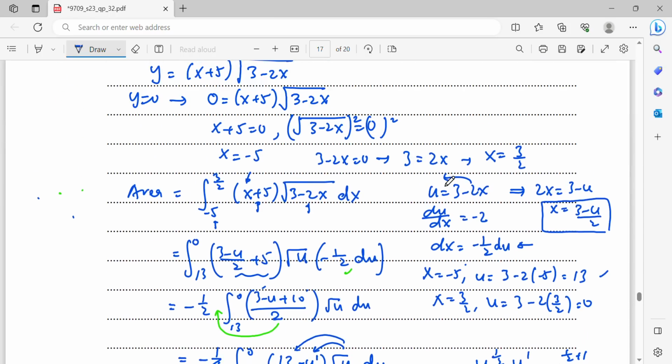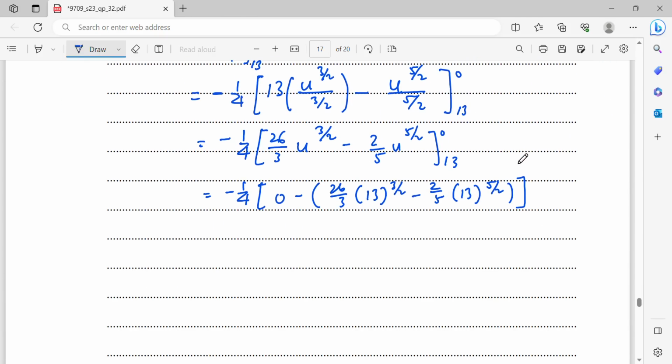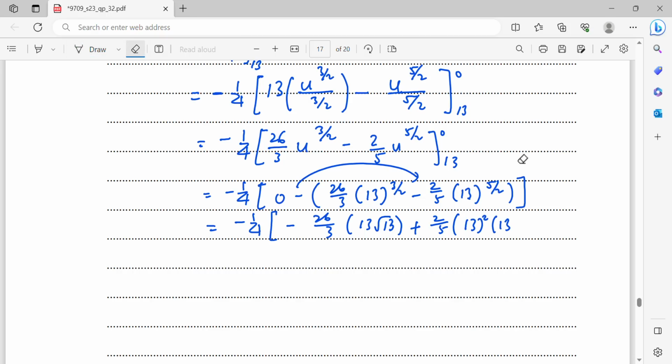Okay, now from here, we need to get our answer in square root 13, which means this is the exact value. So now you will get negative 1 over 4 multiplied with 26 over 3. Since this is 13 to the power of 3 over 2, this is 13 square root 13. Then the minus you bring in will become plus. Then 2 over 5 remains, with 13 to the power of 5 over 2. 5 over 2 is 2.5, that means you are getting 13 squared times 13 times square root 13.